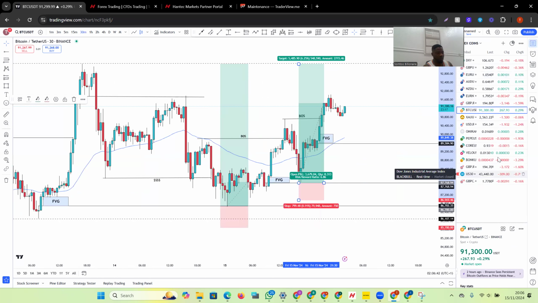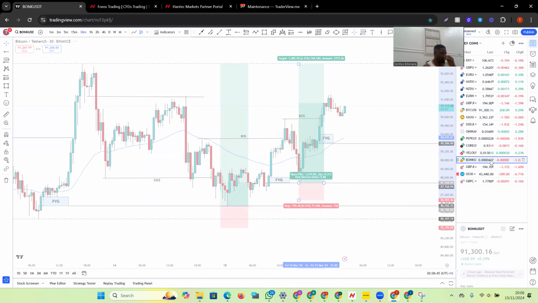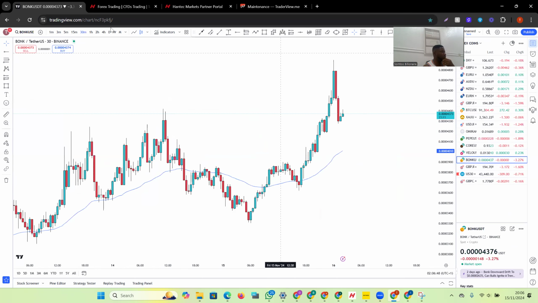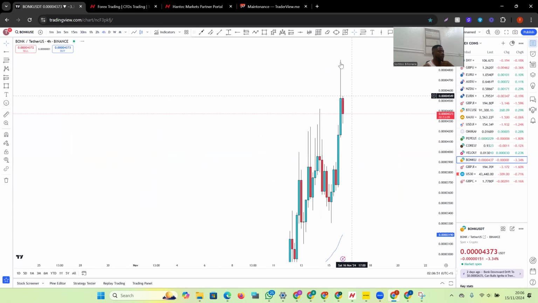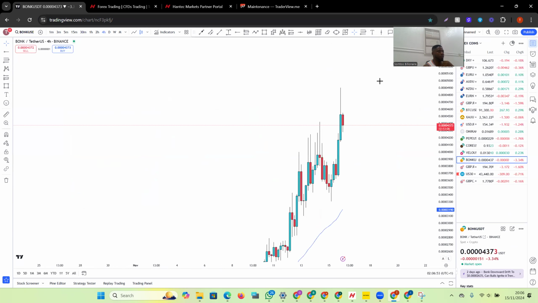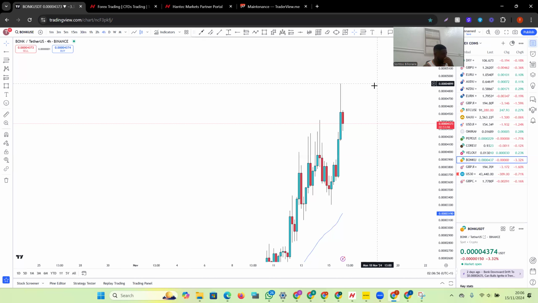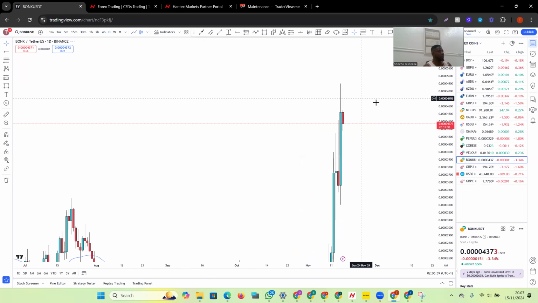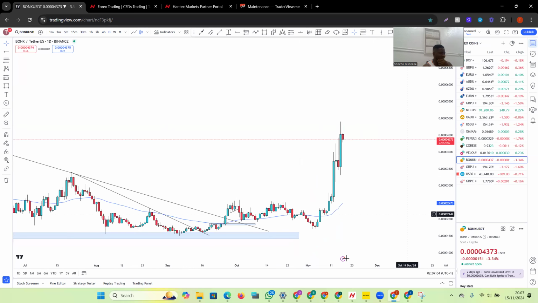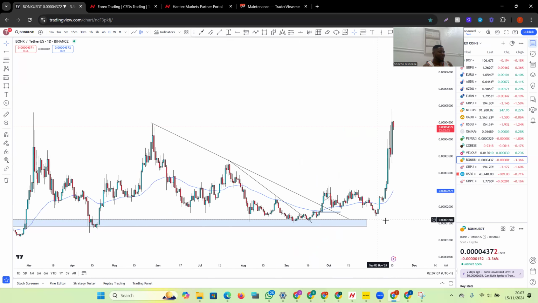Bump is pumping. Wow. Try 0.50. Beautiful. All these coins, I bought bump from here. I think I've done 100% on bump. But that's not what we are here to do.